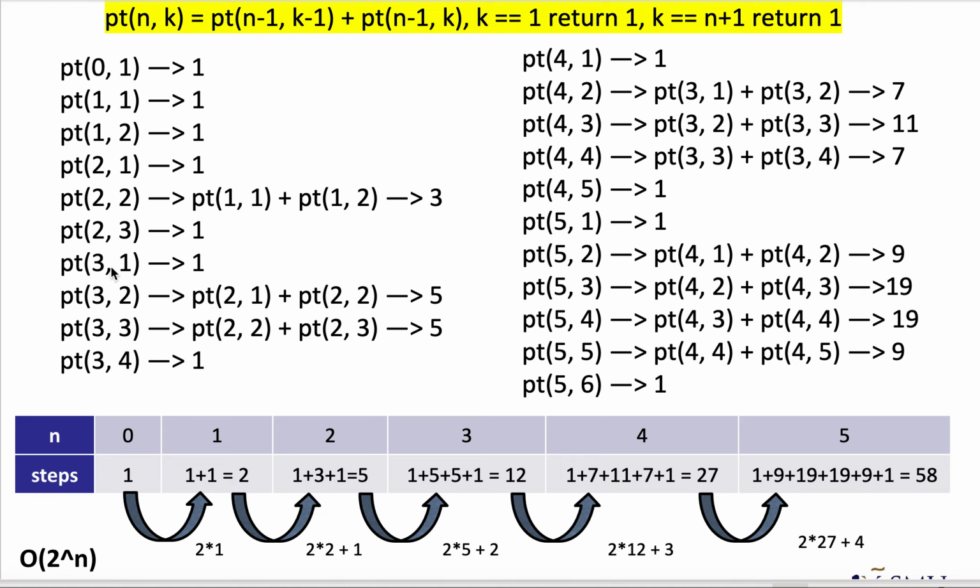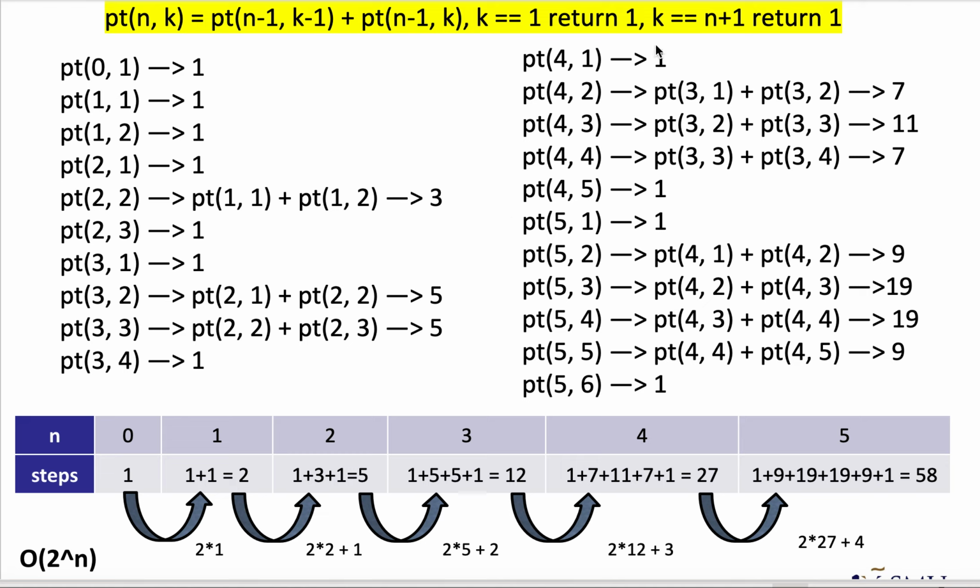Now, similarly, if you look at level 3, PT31 will take one step. PT34 will take one step, while PT32 will have this recursive call. Now, in this case, PT21, we already know takes 1. PT22, we just figured out takes 3. And then the addition operation. So we have 1 plus 3 plus 1, which is 5, right? Similarly here, we have PT22, which takes 3. PT23, which takes 1. And then there's one addition. So we have 3 plus 1 plus 1, which is again 5.